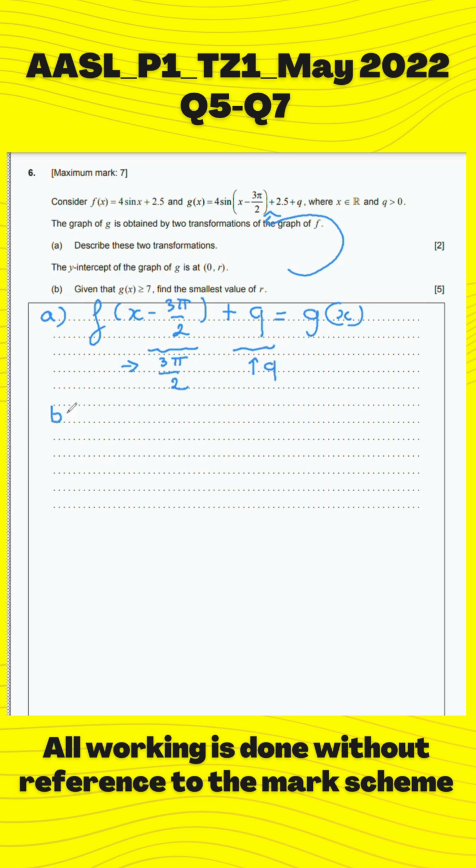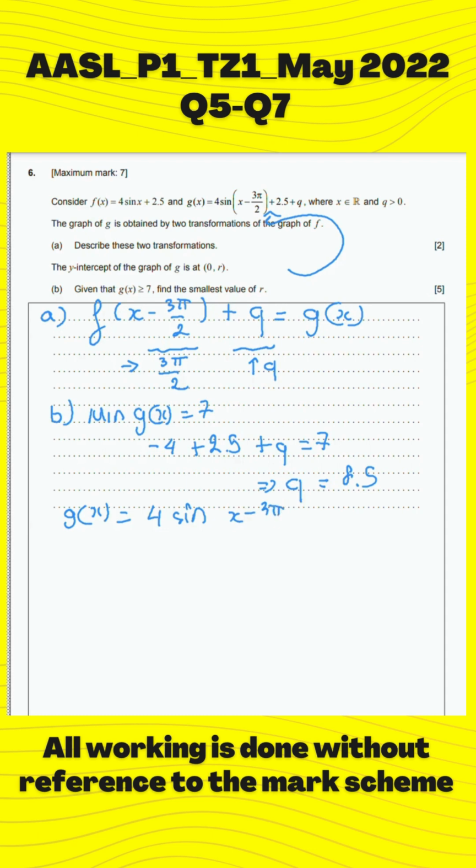Okay, B. Find the y-intercept of g. Identify the value of r. Given that g is bigger than or equal to 7, the minimum of g(x) is 7. And the minimum of g(x) will be negative 4 plus 2.5 plus q equal to 7. So we know that q is 8.5. So now we have g will be 4 sine of (x minus 3 pi over 2) plus 11.